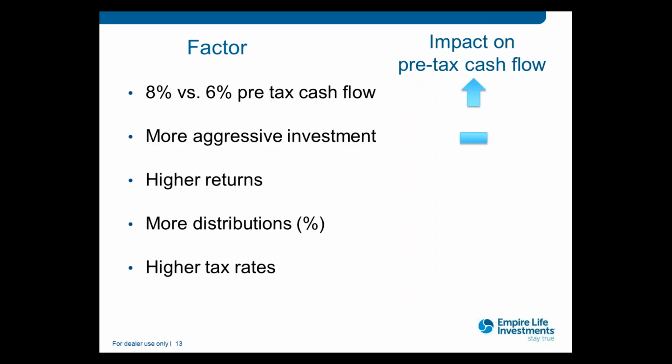What if you generate a higher return? Again, keep in mind that the percentage that you're getting distributed is going to be 8% or 6% of that asset value. That's going to increase the pre-tax cash flow. More distributions, again, doesn't have an impact on the pre-tax cash flow. Those two things are run independently. And of course, your tax rate also does not have an impact on your pre-tax cash flow.